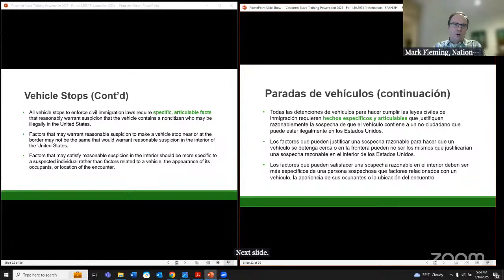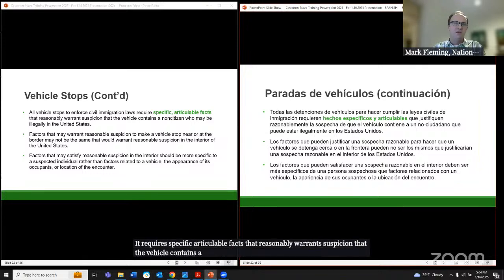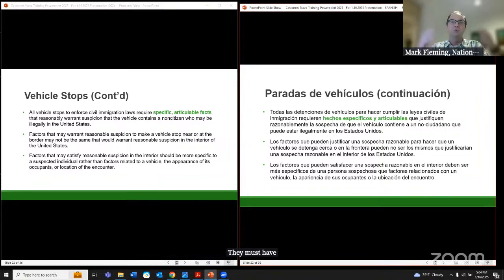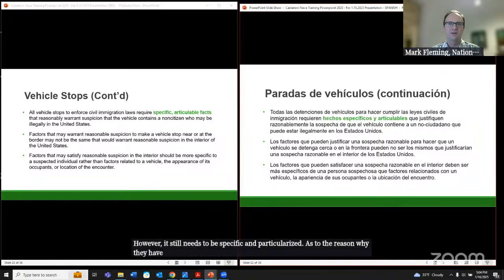So as to all vehicle stops to enforce civil immigration laws, it requires specific articulable facts that reasonably warrant suspicion that the vehicle contains a non-citizen who may be illegally in the United States. So again, they must have a reasonable suspicion, which is lower than probable cause. However, it still needs to be specific and particularized as to the reason why they have reason to believe that a person is in the car who is not in the country lawfully.